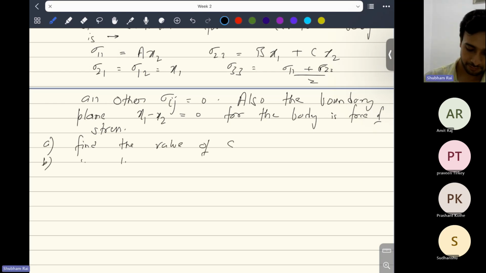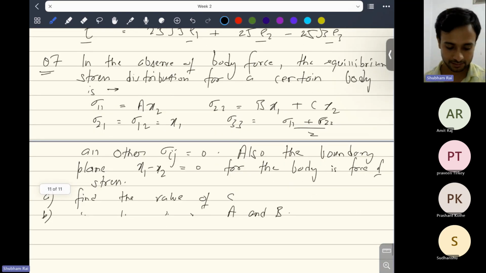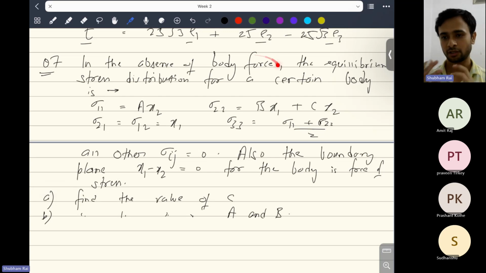And then find the value of A and B. Okay. So you have been given the stress tensor and there's no body force. It is given to you in the absence of body force. So you can use this information and put this into the stress equilibrium equation. Let's see what happens. So you have one stress equilibrium equation.